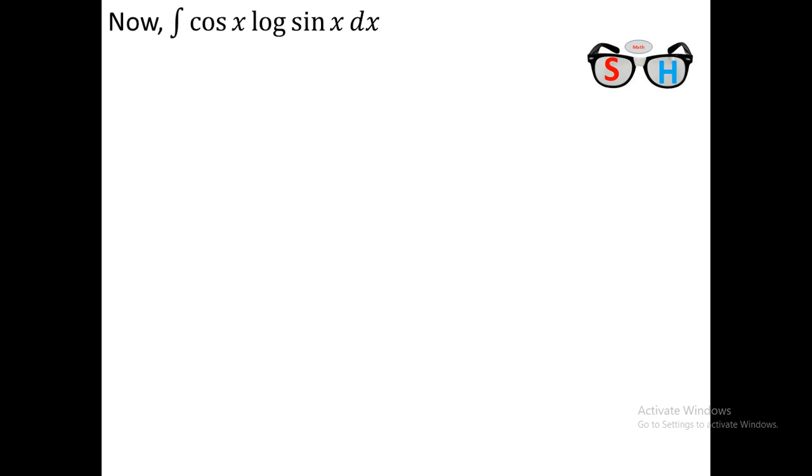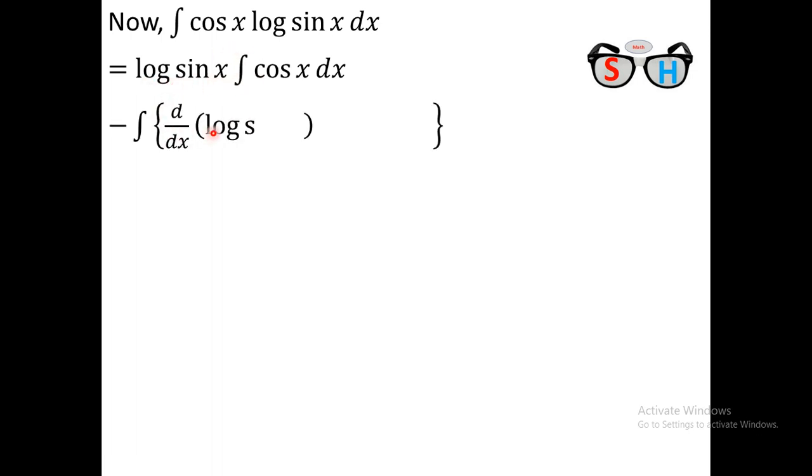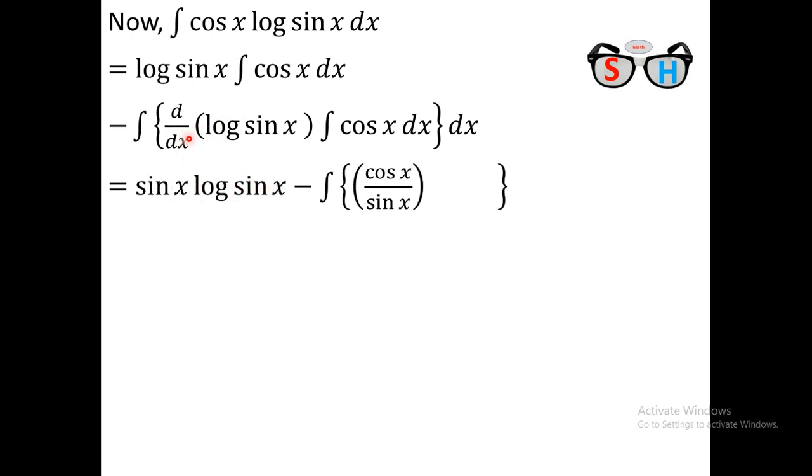For this purpose we calculate this by parts. You have to take log of sin x as first function and cos x as the second function. Therefore log of sin x first function, integration of second function, minus integration of d/dx of first function, integration of second function, whole integration. Integration cos x means sin x, that is sin x log of sin x. Here d/dx of log of sin x means 1 by sin x, and derivative of sin x will be cos x, therefore cos x by sin x, and integration of cos x is sin x.